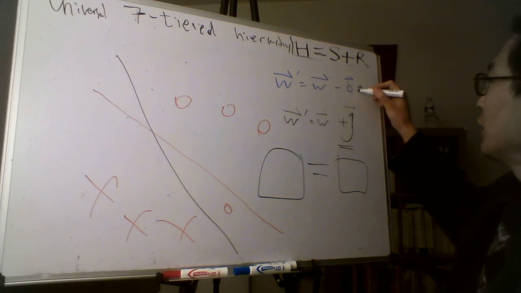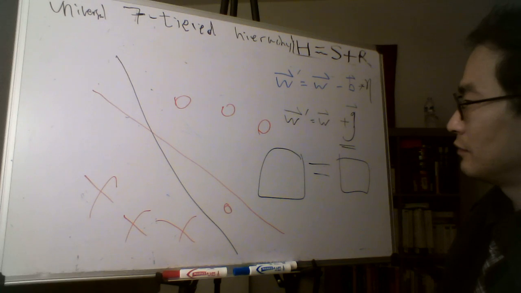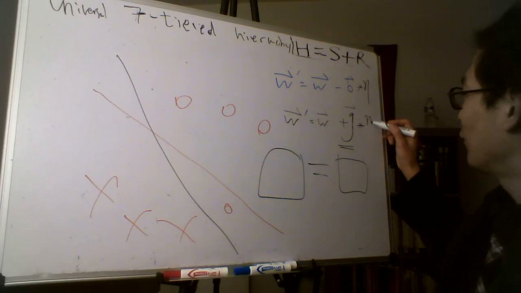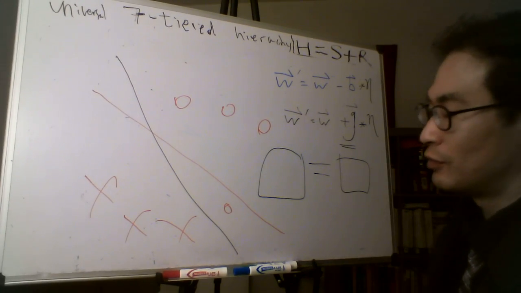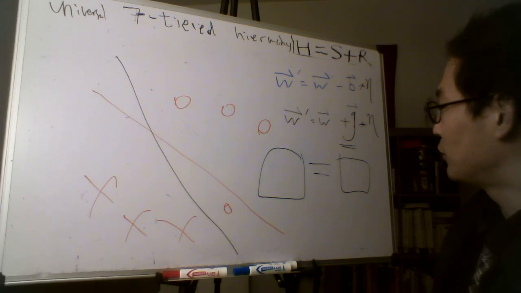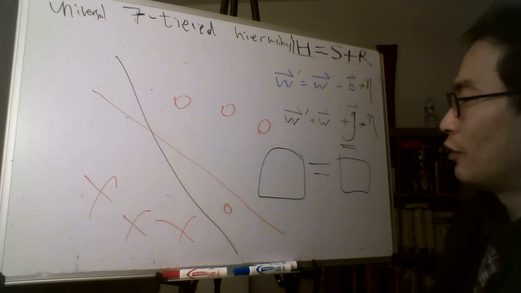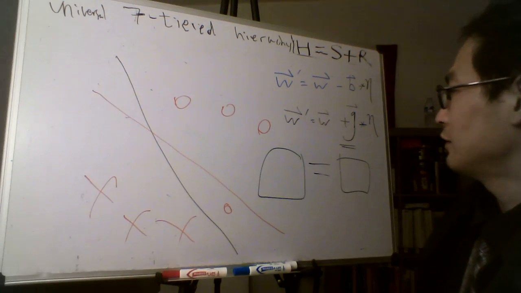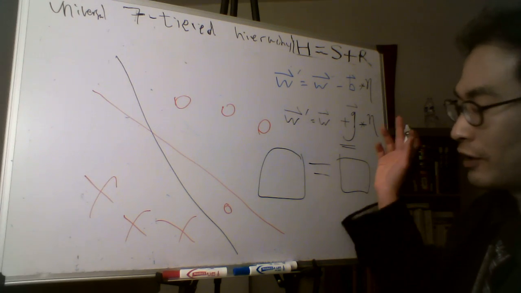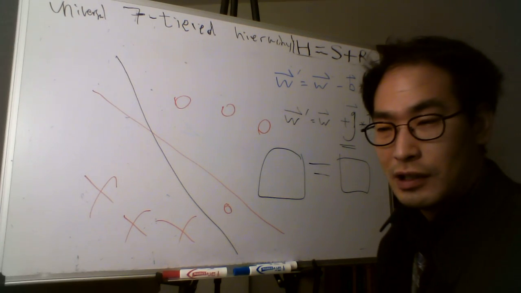So, multiplied by eta, this Greek character. Eta is typically less than 1 and more than 0, so it's between 0 and 1. We picked 0.1 last time. We're going to adjust a little bit. It's a learning rate. We don't want to make radical changes.